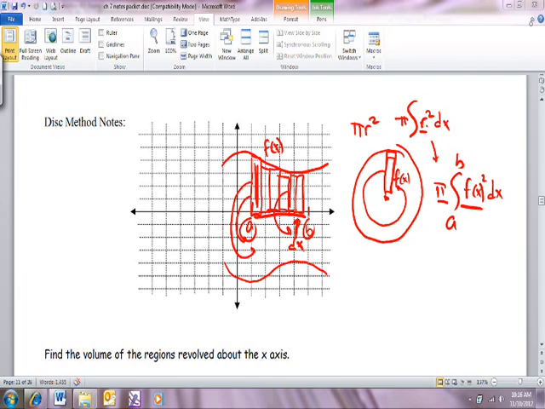So let's take a look at what that looks like a little bit more visually. So I'm going to jump over here.